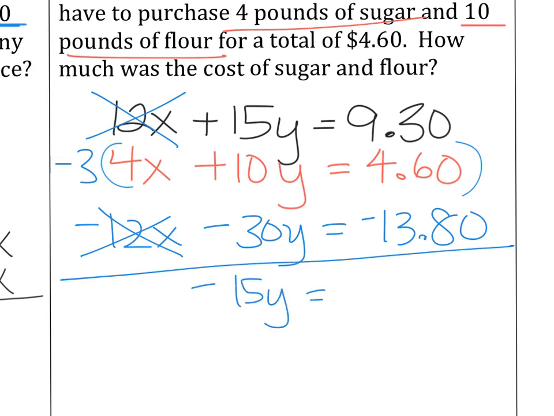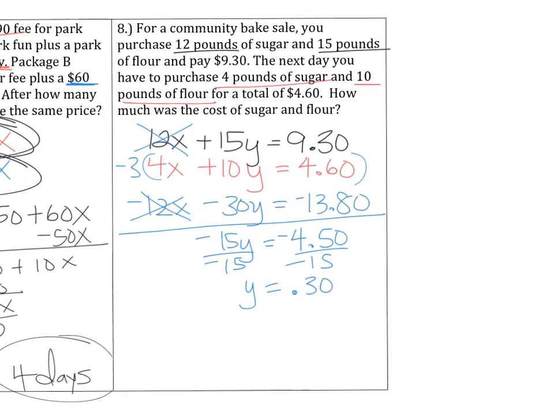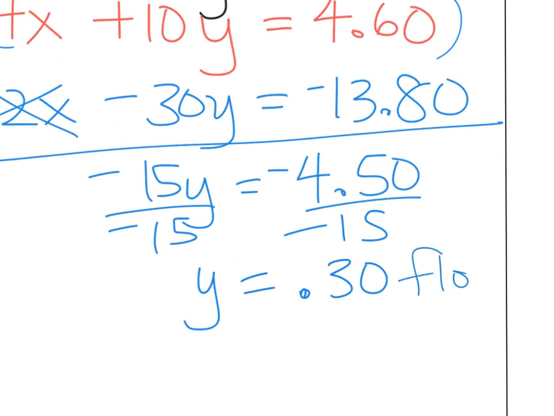And then $9.30 minus $13.80. That gives me -$4.50. So if I divide by -15, I'm going to get y equals 30 cents. So it's 30 cents. What was the second thing we talked about for flour? 30 cents for the flour.